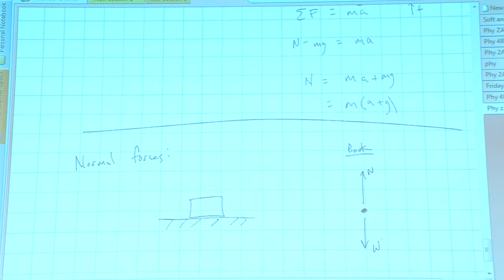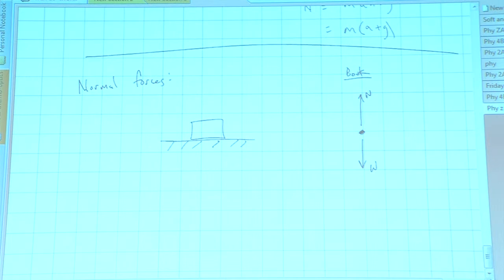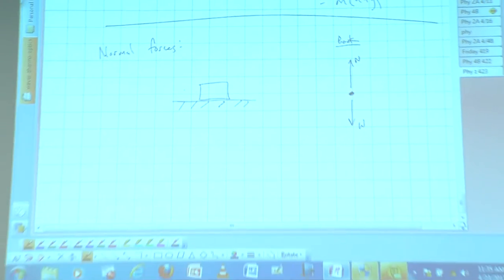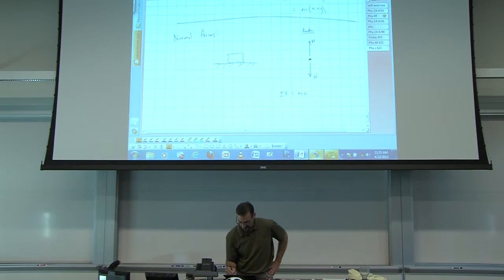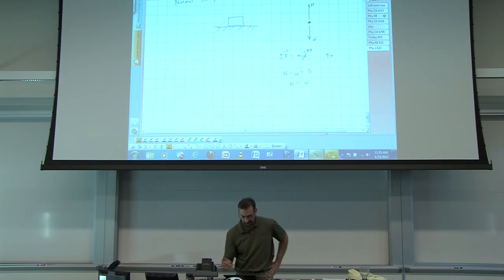And we know that the normal force is going to equal the weight, right? Because the book's not accelerating. It's just sitting there at rest. So the acceleration is 0. So we can say sum of the forces is ma. But a is 0, right? It's at rest. And we'll call up our positive direction. So that means the normal force minus the weight is 0. The normal force equals the weight, okay? We knew that, but I just wanted to work through it for you.